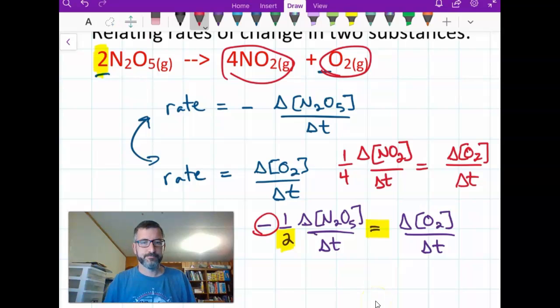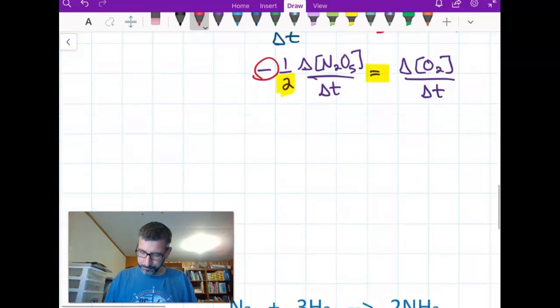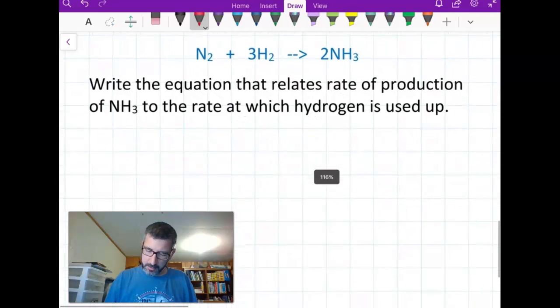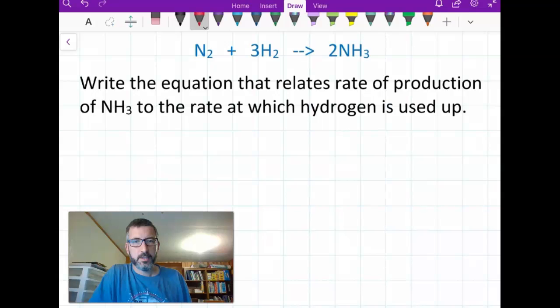But generally, just by convention, it's done as fractions. Okay. The last thing we have to talk about is, oh, I'm sorry, we have one more example problem. It says write the equation that relates the rate of production of NH3 to the rate at which hydrogen is used up. So go ahead and try that on your own.